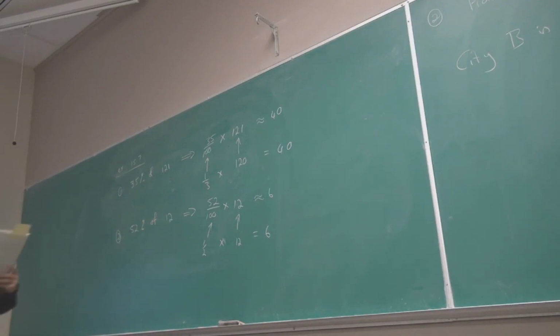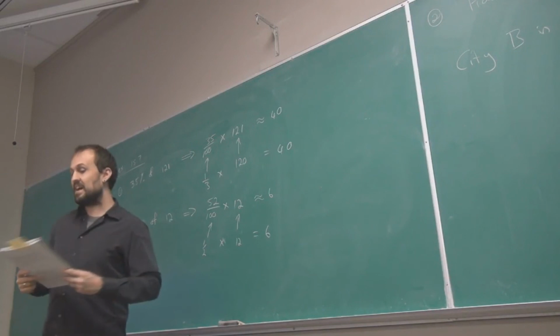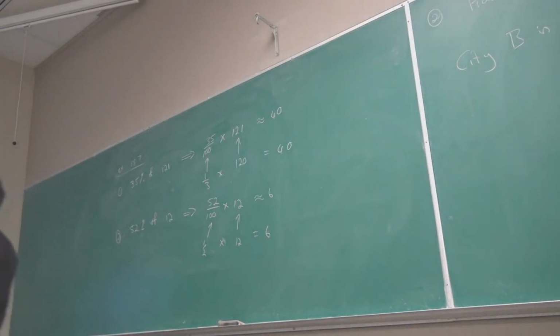Okay, let's talk about the others. 65% of 67. What would you do? What's close to 65%? It's a fraction. 2/3 is close. Then you can decide how easy 67 is. Can I make it 70? Do I need to make it 70? It's up to you. Right?